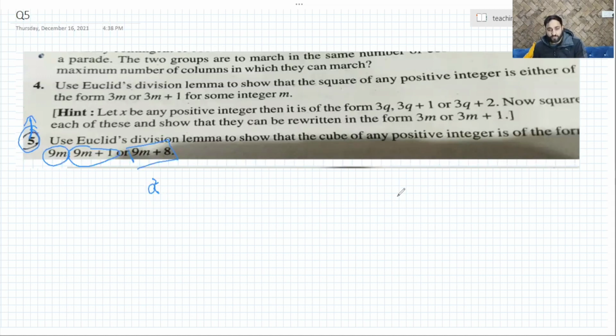You require a formula, that is a plus b whole cube equals a cube plus b cube plus 3ab into a plus b. This is what you need for this to be proven.